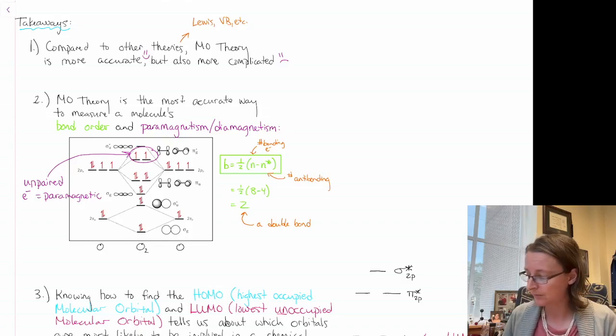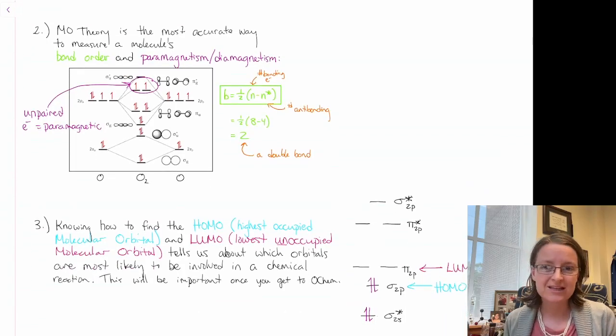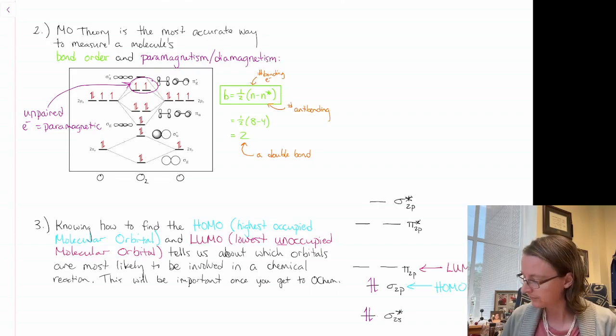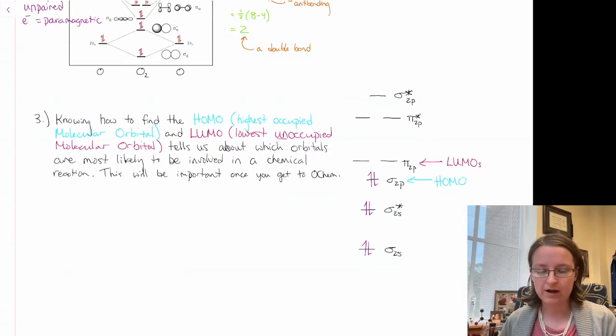The second thing we hopefully saw in this video is that MO theory gives us a really accurate way to measure a molecule's bond order and its magnetic properties. We call it paramagnetic if it has unpaired electrons, and we call it diamagnetic if there are no unpaired electrons. And then last but not least, we should be aware of what the terms HOMO and LUMO mean as they pertain to a molecular orbital diagram, because this tells us how chemical reactivity is going to occur and how this molecule might further react down the road. HOMO stands for the highest occupied molecular orbital. LUMO stands for the lowest unoccupied molecular orbital.